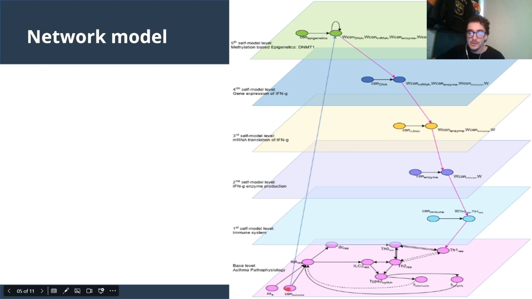This connection from the context extreme all the way to the top layer of the epigenetics is basically the methylation of the IFNG gene, and this methylation will lead to a lowered expression of the gene here. So this is basically a downregulation, and as you can see, it cascades all the way downwards into the immune system level, and here the connection between Th1 cells and the Th0 cells is weakened, which implies that the Th1 cells will not be as active as they're supposed to be.